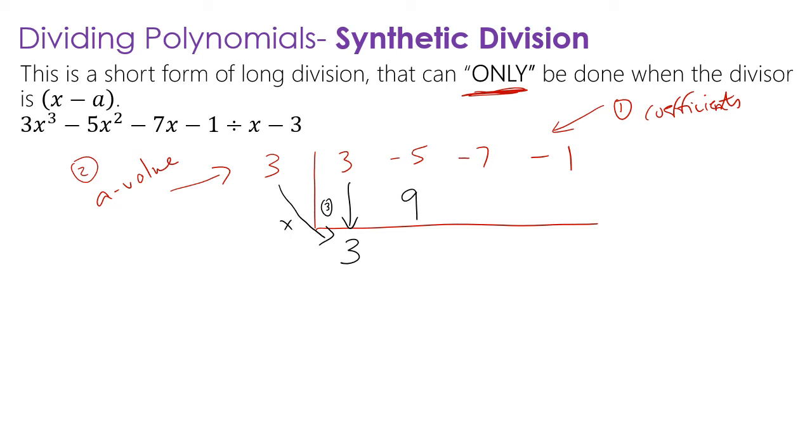And then you add. So we're going to add. Negative 5 plus 9 is 4. Then you kind of repeat that process. This times this. 3 times 4 is 12. We are adding. Negative 7 plus 12 is 5. Multiply that by that. So 3 times 5 is 15. We are adding. Negative 1 plus 15 is 14.